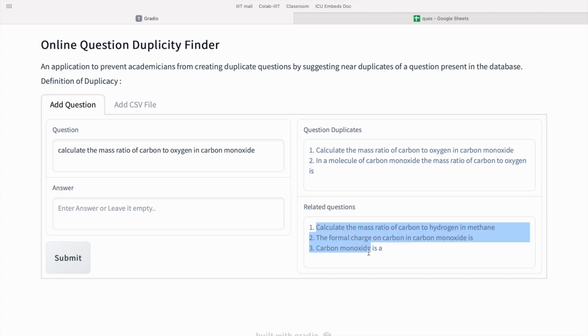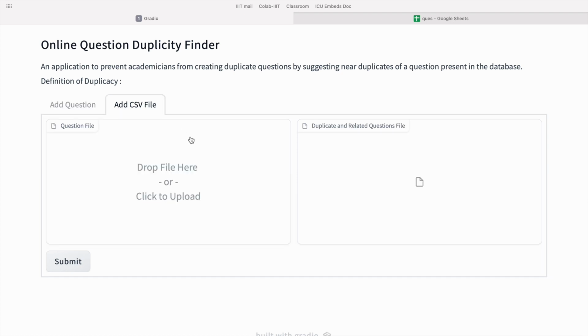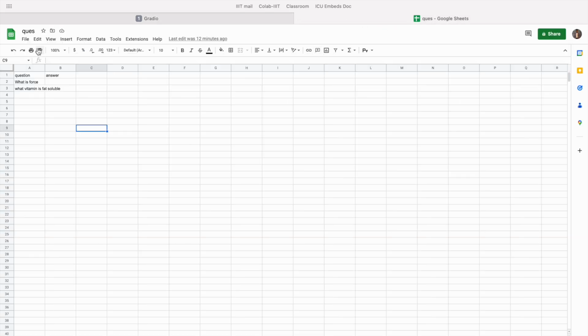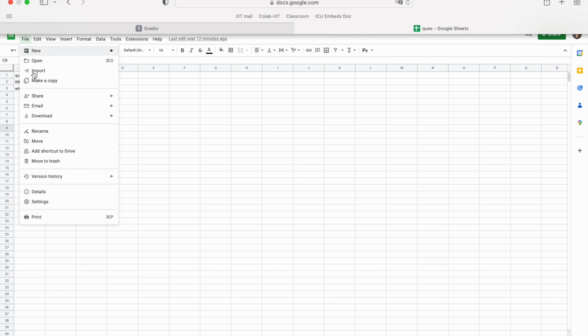So as you can see, these related questions are very good for the user, which might be a student, to test his understanding of the topic, since these questions belong to a similar topic but ask about different perspectives of the topic. Another thing that our model provides is, because databases are often saved as CSVs, we can directly send a CSV to the model and it might give all the duplicates for the provided questions.